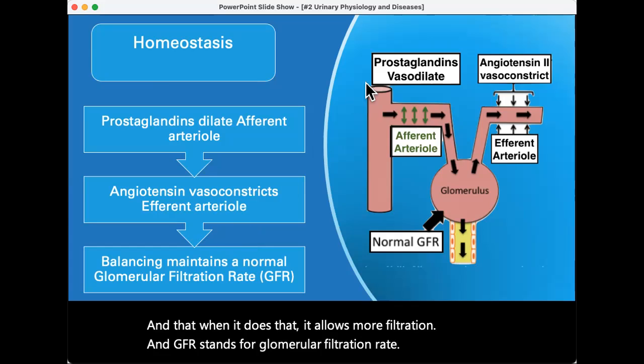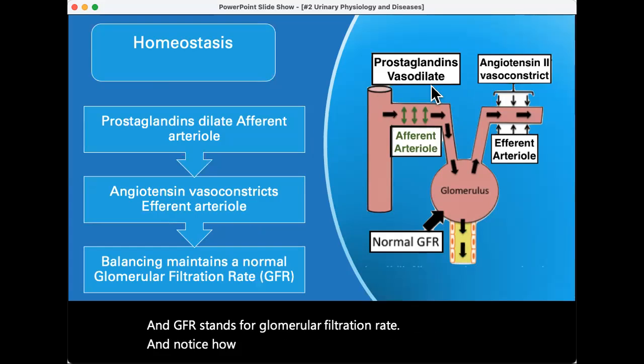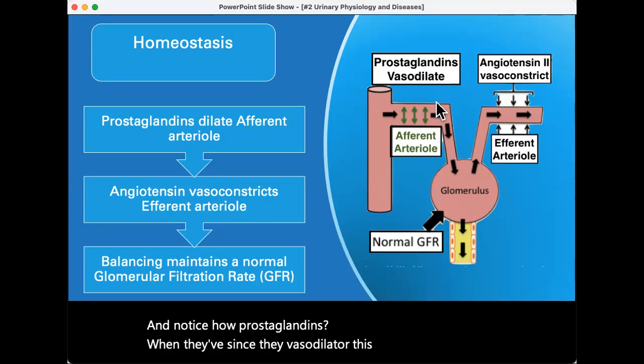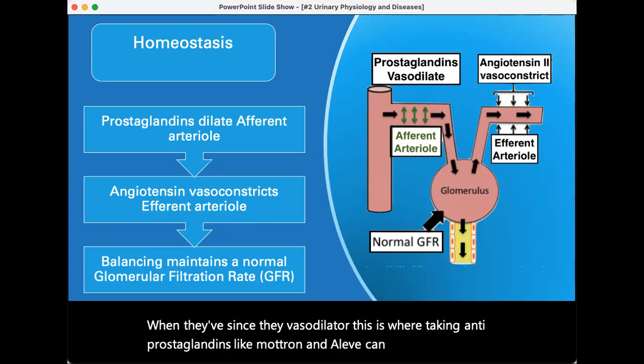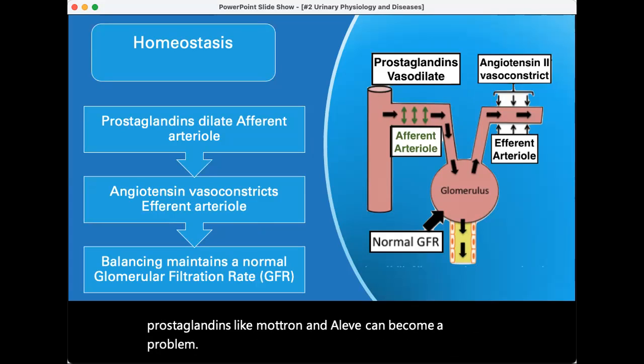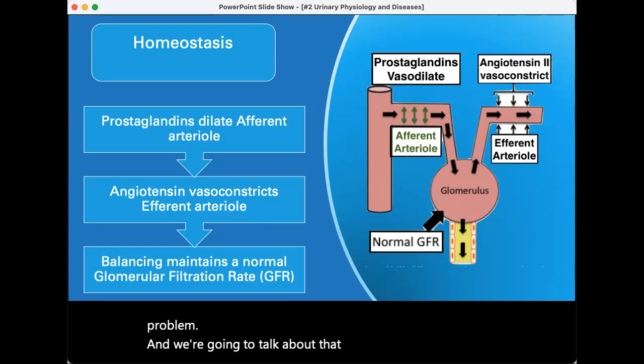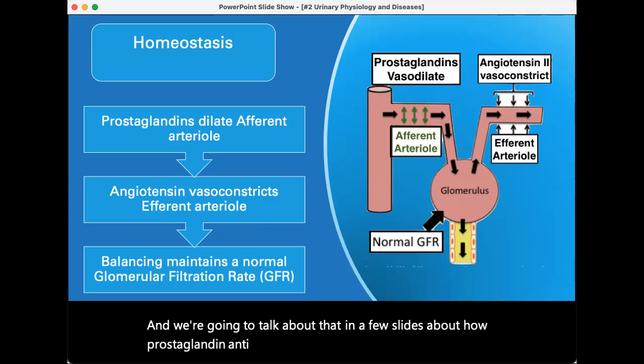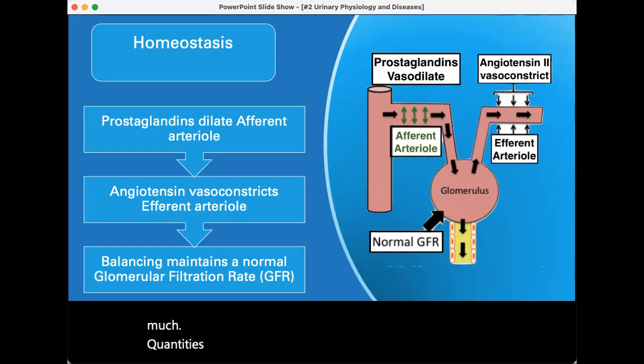And notice how prostaglandins, since they vasodilate, this is where taking antiprostaglandins like Motrin and Aleve can become a problem. And we're going to talk about that in a few slides, about how antiprostaglandins, Aleve, Motrin, in too much quantities can actually create renal failure.